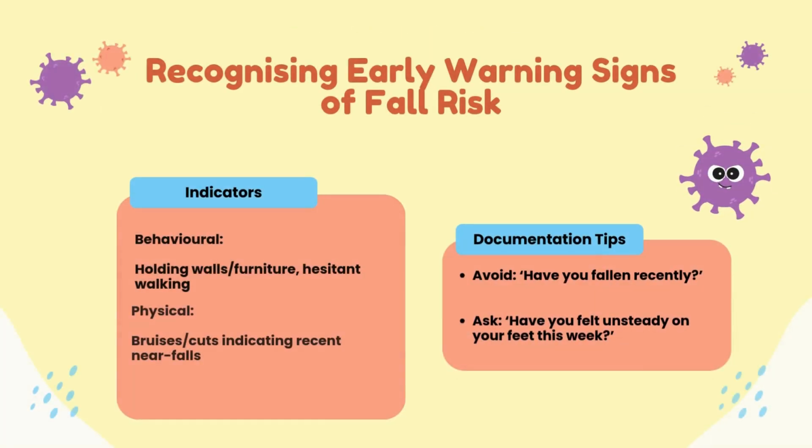Early identification of fall risk is crucial in preventing serious injuries. Some key indicators include behavioral signs, such as patients holding onto walls or furniture for support and hesitant walking. Physical signs, like bruises or cuts, may suggest recent near falls.